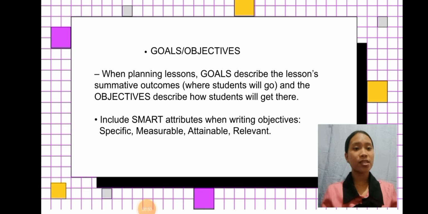This includes writing objectives. Number 1, specific. Be specific in giving learnings and knowledge. Measurable. In making a lesson plan, we need to be measurable in the time frame. Attainable. Be attainable, be active, and relevant. Everything that we say or give to the students must be relevant for them to learn something.